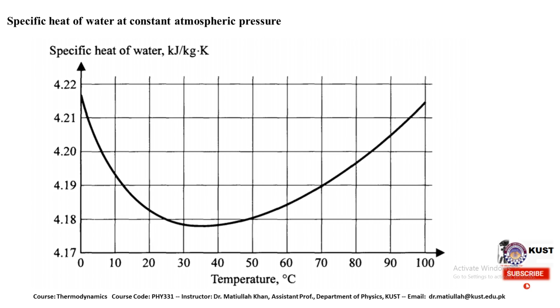So what is the specific heat of water at constant atmospheric pressure? If we keep the pressure constant, how does the specific heat of water change with different temperatures? Here we can see the amount of heat required to raise the temperature of 1 gram of water at different degrees C.